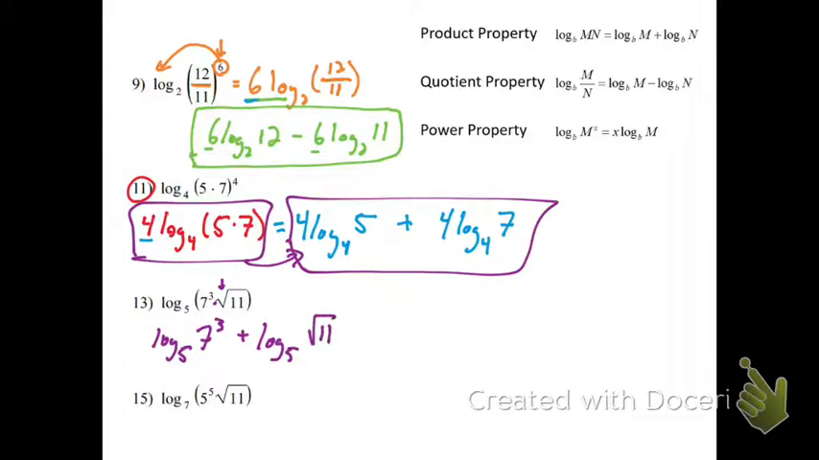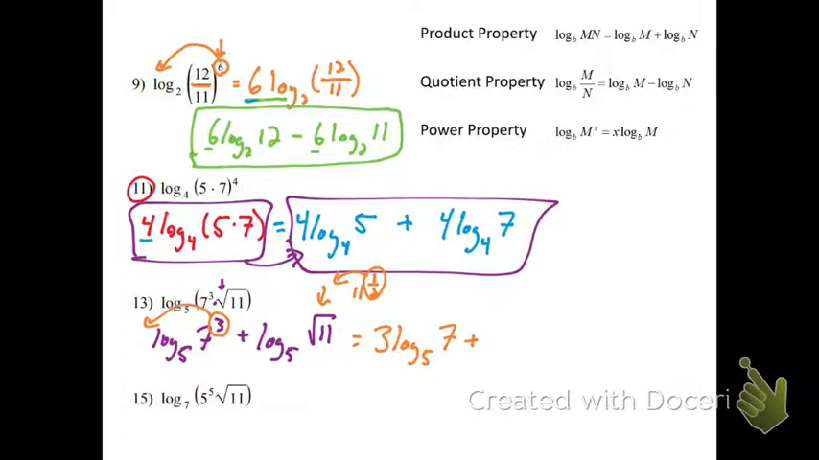of 11. So the next step we have to do is we have to move these powers. And I say these powers because there's also a power here. We'll talk about it in a second. But the first part, this will be 3 log base 5 of 7. Now, the square root of 11 is also 11 to the 1/2 power. So I can take this 1/2 and bring that out front.